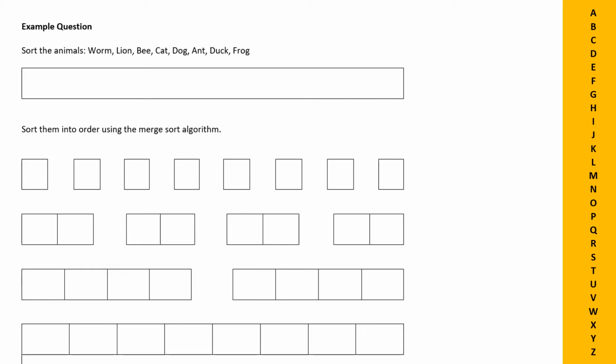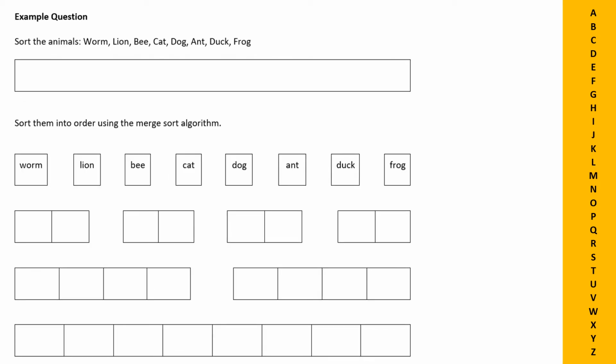Now the first step is to write those animals each in the boxes at the top row that you've been given. Now this just shows them that they're each just stored as single items. Okay, so we can see we've put them in there. I haven't done any sorting on them yet. I've just put them in the same order that they were listed in the question.